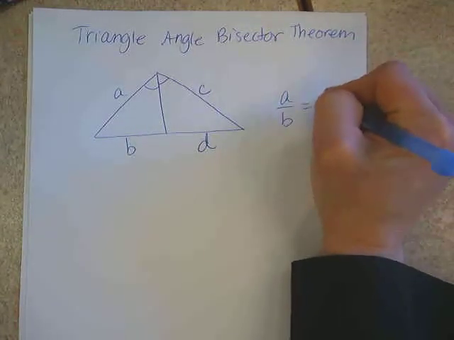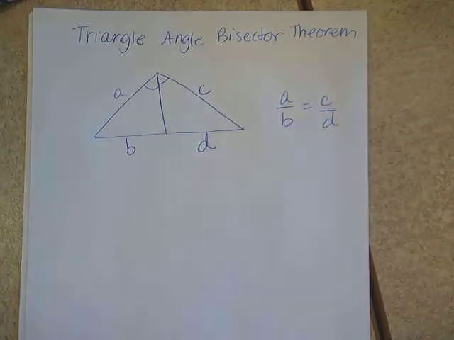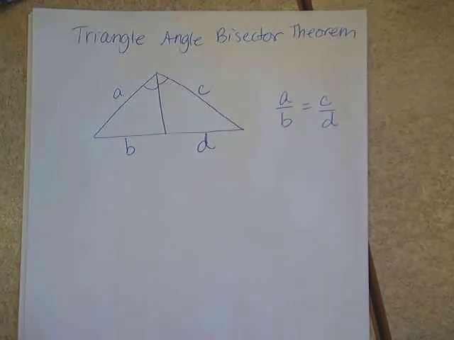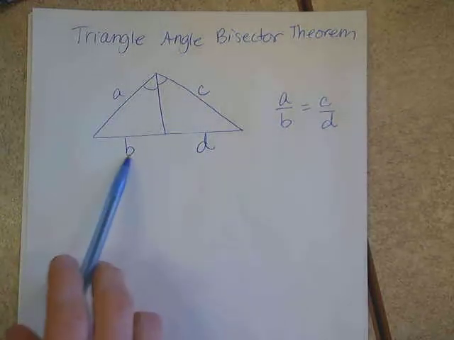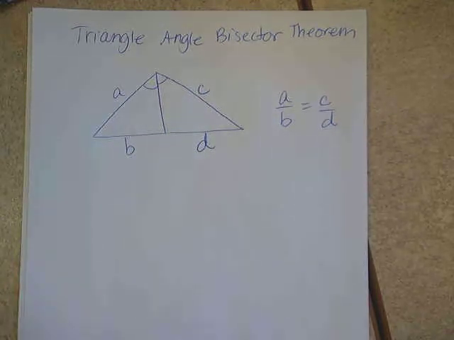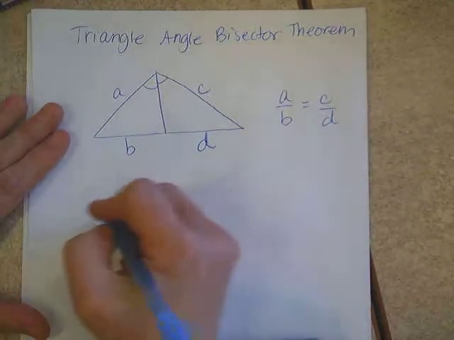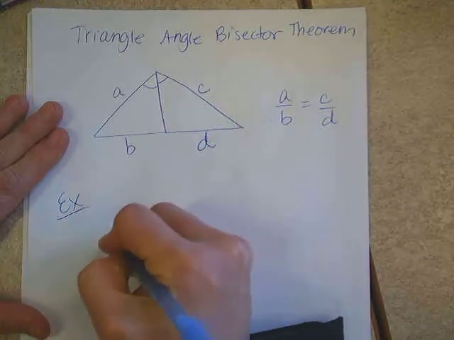We can say A over B equals C over D. I could also do A over C equals B over D. As long as you're not crisscrossing on your proportion, you're in good shape. So let's do an example using this.